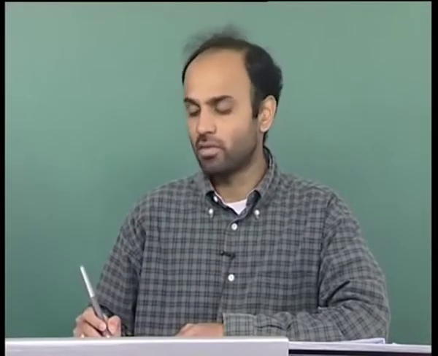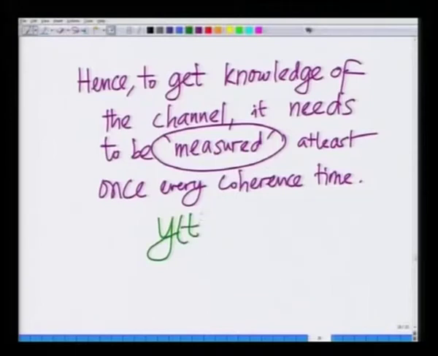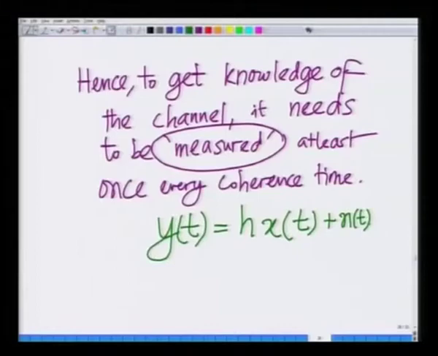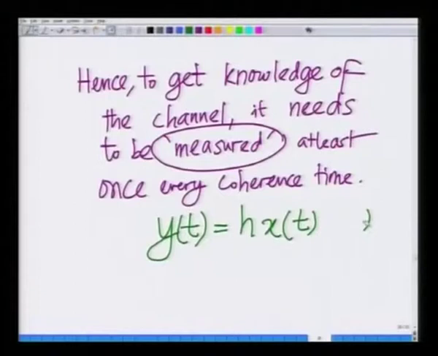Why do we need to measure it once every coherence time? Look at this: we said our channel received signal y(t) is given as y(t) equals h times x(t) plus some noise. Now, let me assume that the noise is insignificant, that is, the noise is small. So, y(t) is approximately h times x(t).